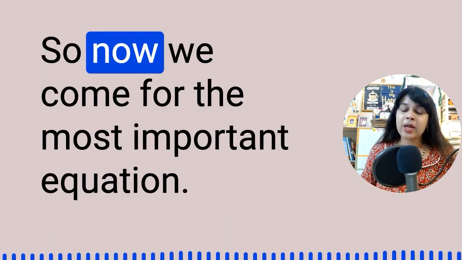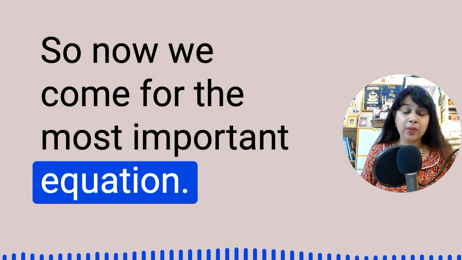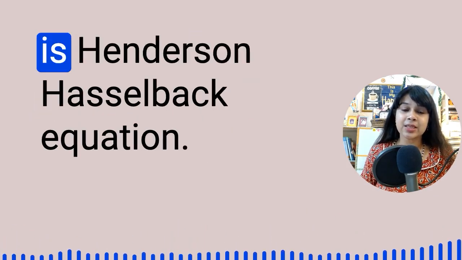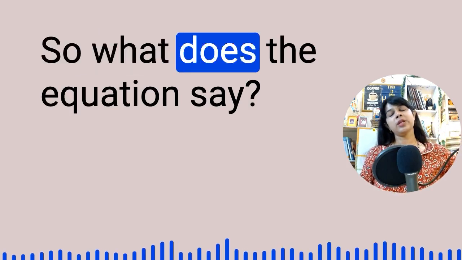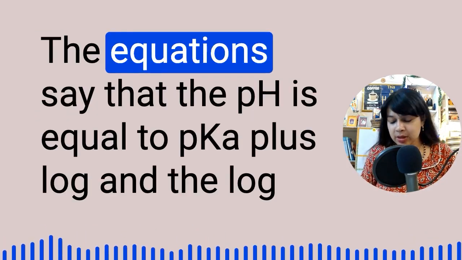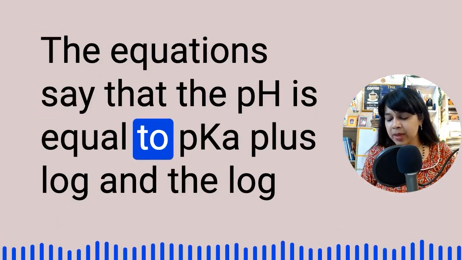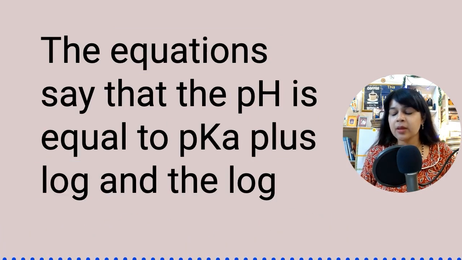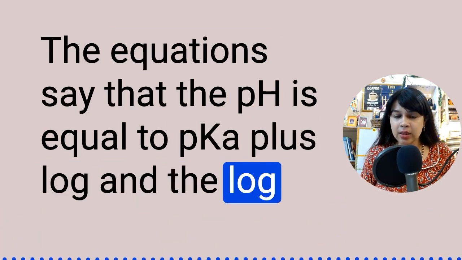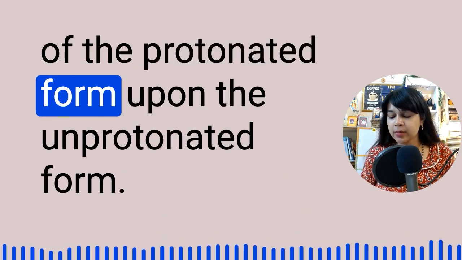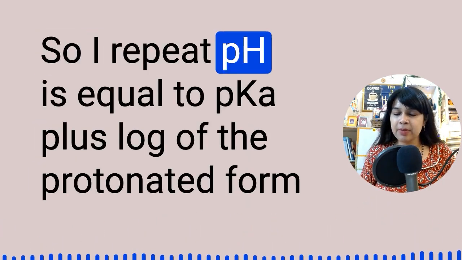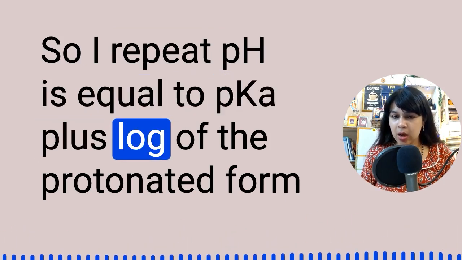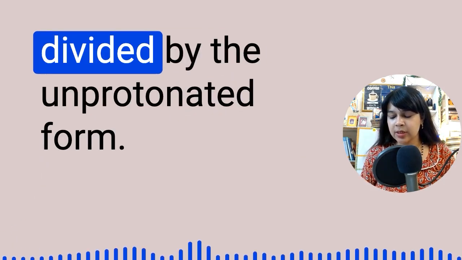So now we come to the most important equation when we are discussing all these things. It is the Henderson-Hasselbalch equation. So what does the equation say? The equation says that pH is equal to pKa plus log of the protonated form upon the unprotonated form. So I repeat, pH is equal to pKa plus log of the protonated form divided by the unprotonated form.